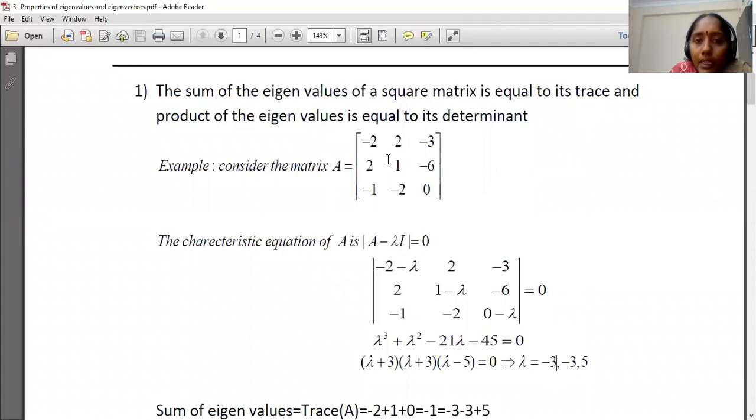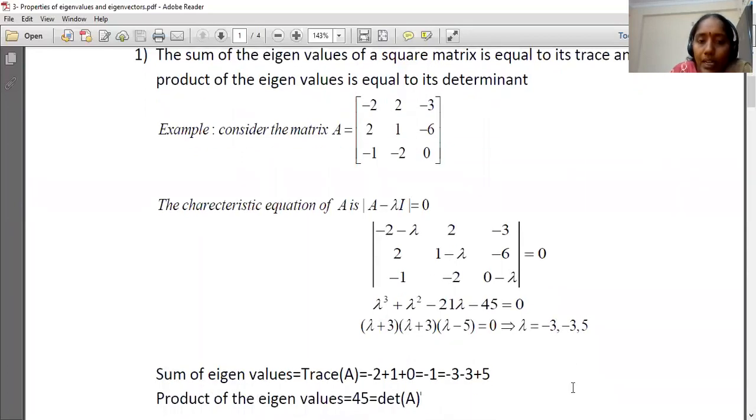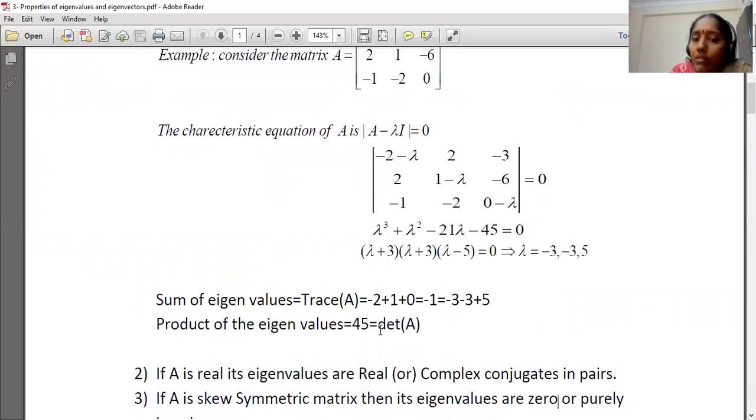Now, what is the trace? Trace means the sum of the principal diagonal elements: minus 2 plus 1 plus 0, that is minus 1. Both are equal. So the sum of the eigenvalues is equal to the trace of A.